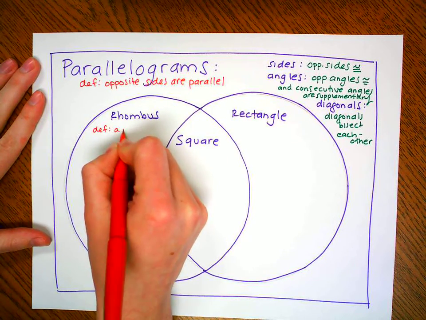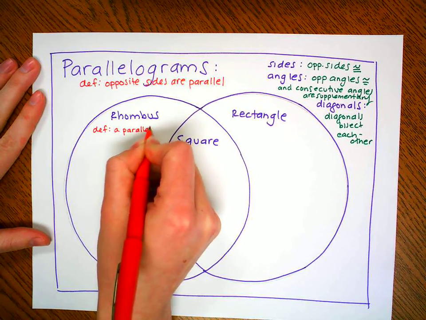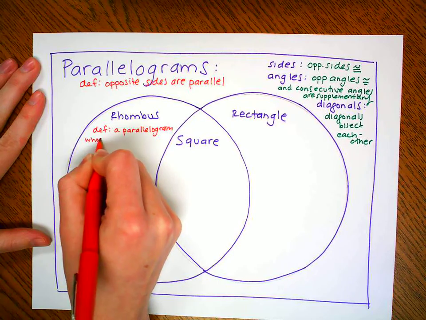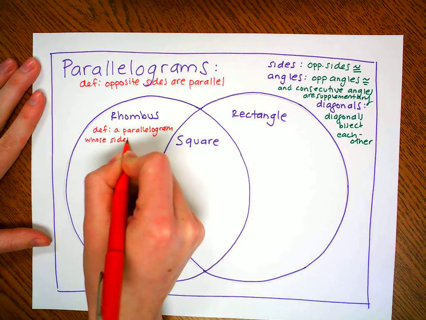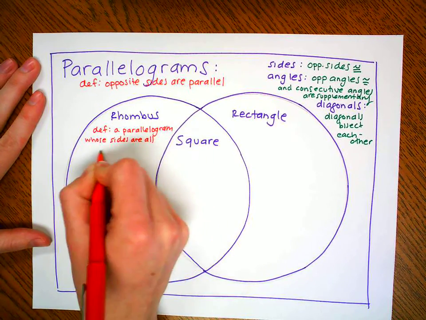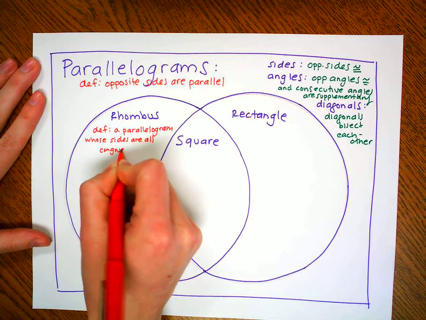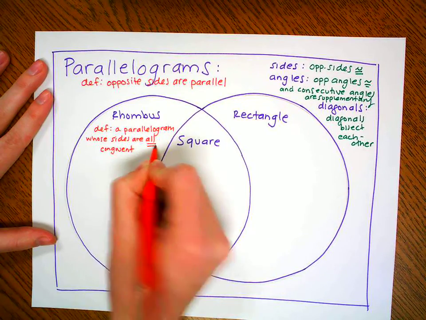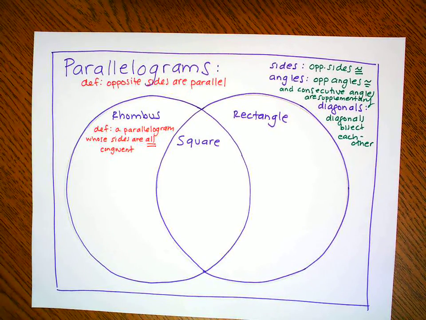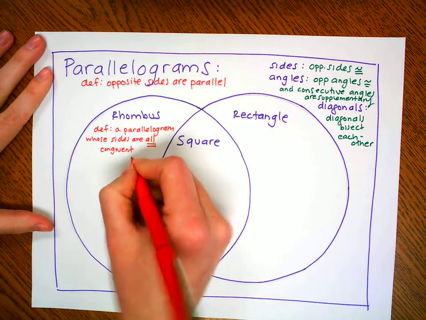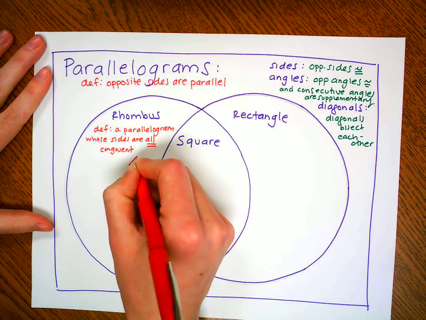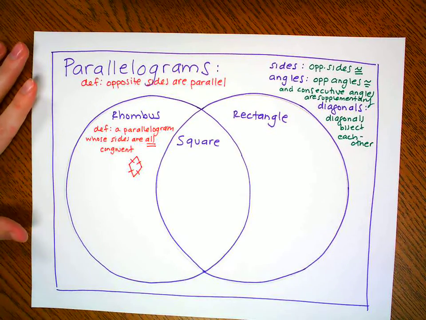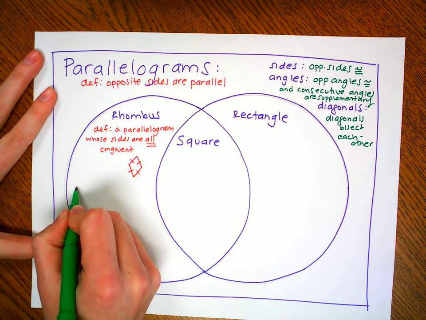is a parallelogram whose sides are all congruent. So rather than just opposite sides being congruent, all sides are now congruent. Okay? So if I were to draw a picture, it would look something like this. It normally looks kind of diamond-ish, but you'll notice all four of those sides are congruent. And there's a couple new properties.